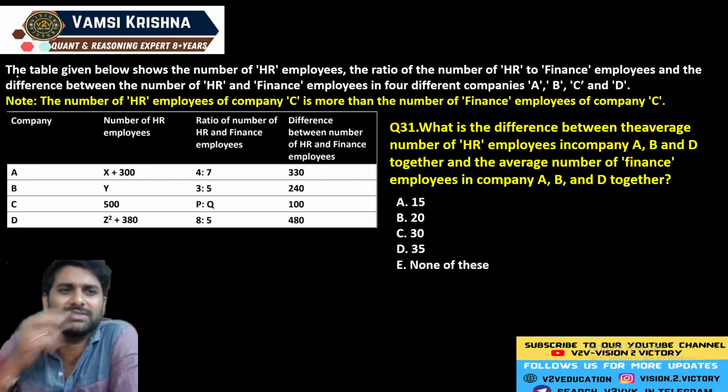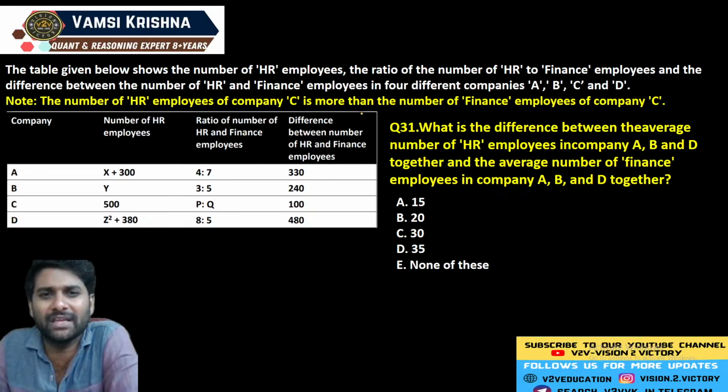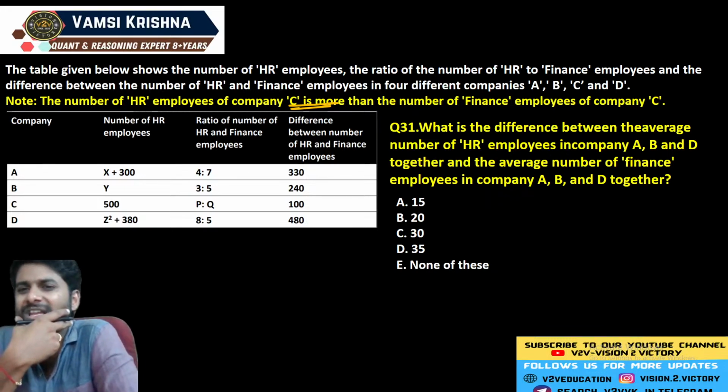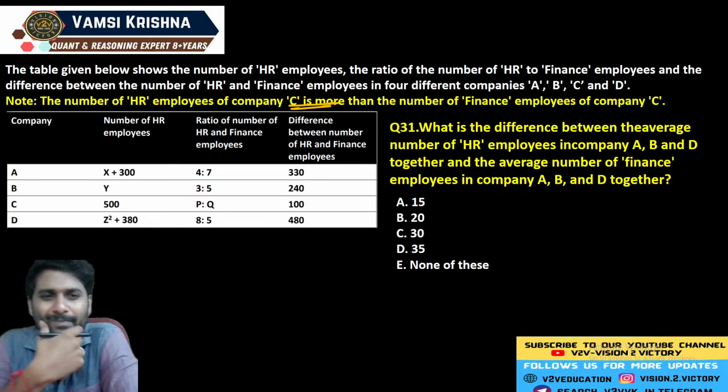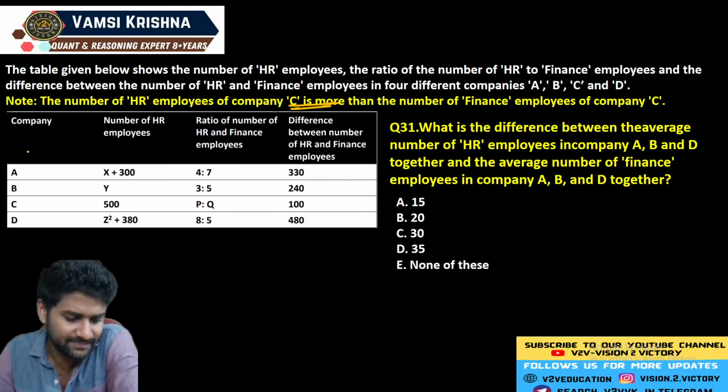Now go through the data once. The table given below shows the number of HR employees, the ratio of the number of HR employees to the finance employees, and the difference between the HR and finance employees in four different companies A, B, C, D. Note, the number of HR employees in company C is more than the number of finance employees in company C. Now guys, see the table and try to understand that.